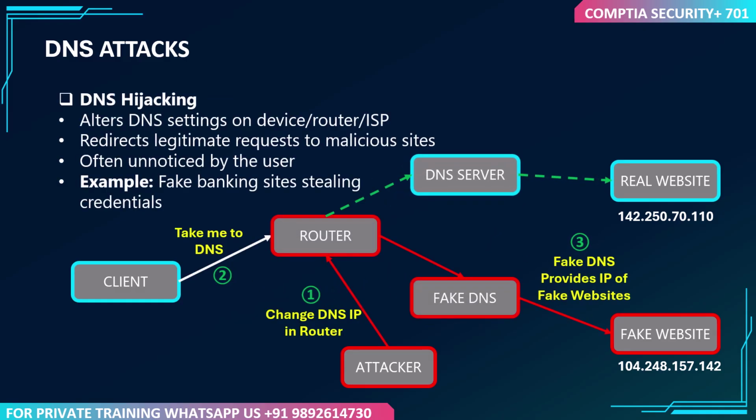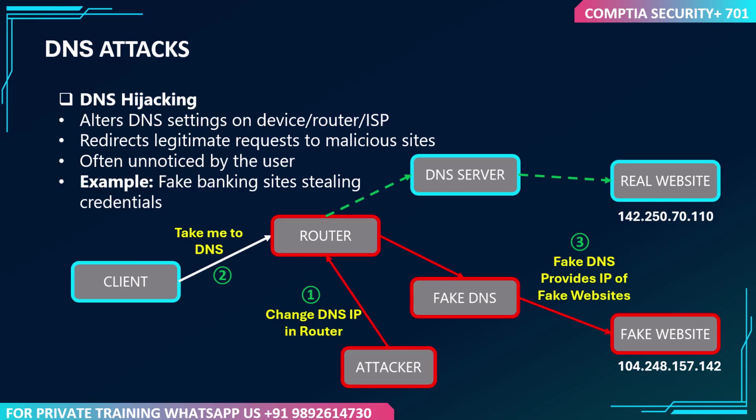Another related attack is DNS hijacking. It may sound similar to DNS poisoning, but the difference lies in how the attacker gains control. In DNS hijacking, the attacker doesn't inject false data into a real DNS server. Instead, they change the DNS settings on your device, router, or even through your ISP. This makes your system unknowingly ask a rogue DNS server for website addresses.